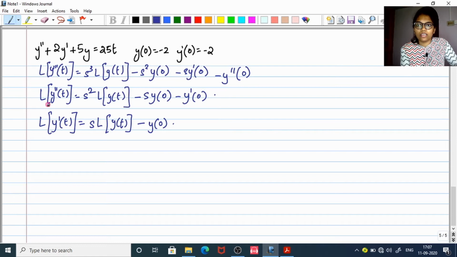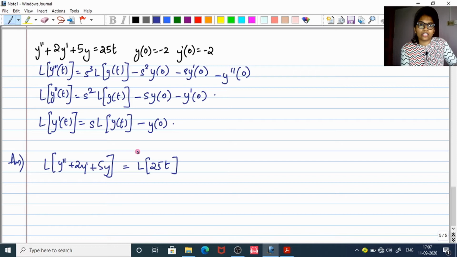This 3 is enough. So for our question, y double dash, see how to begin this answer: we have to take Laplace for both LHS and RHS. That is Laplace of y double dash plus 2y dash plus 5y is equal to Laplace of 25t. This is how you begin such differential equation questions solved using Laplace transform. Now individually apply Laplace transform to each term.